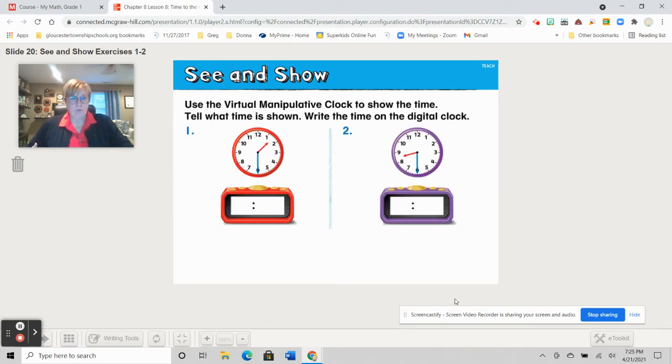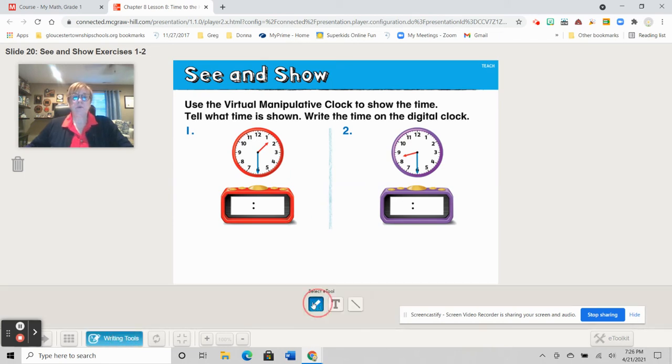You can, for extra practice, use your clock and have it show the same time as it does on the analog clock. Then you'll tell what time is shown and write it on your digital clock here. So let's look at the first one together, okay?